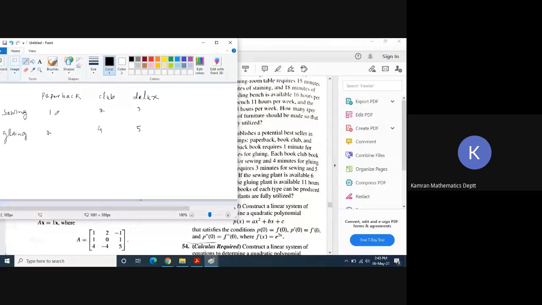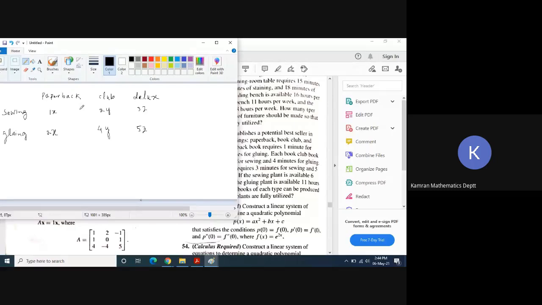So one book requires 1 minute. If X is the required number of paperback books, then X books will require 1 times X minutes for sieving and 2 times X minutes for gluing. If Y is the total number of book club books, then Y books will require 2Y minutes for sieving and 4Y minutes for gluing. Similarly, if the deluxe books are Z in number, 3Z minutes will be required for sieving and 5Z minutes for gluing.